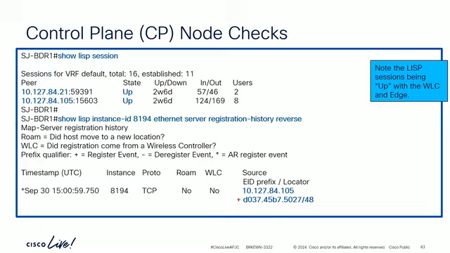And this is one very good command. Please do take note of it. This one, show lisp instance-id, the L2 instance ID, ethernet server, registration-history reverse. You may ask, why reverse? Here, reverse gives the latest information on the top. That's why we use the reverse keyword.